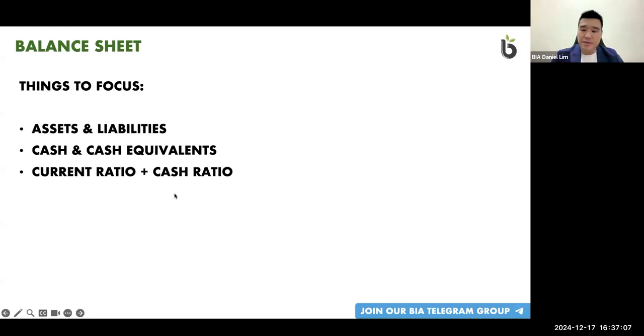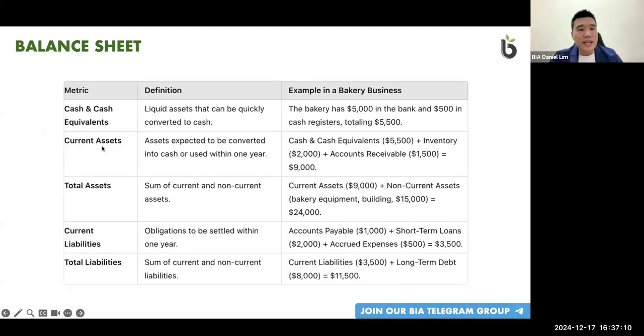Now, current ratio is very simple. Current ratio is where you take the company's current assets and ask, can the current assets cover the current liabilities of the business? That means within 1 year, can they cover back? Let's use this bakery business as an example. Let's say we already know the current assets are 9,000, and the current liabilities of this company are 3,500. That means the company has enough current assets, which is $9,000, to pay all of their current liabilities, meaning obligations to be settled within 1 year. It's only 3,500, so I still have a balance. That means it's very, very safe.